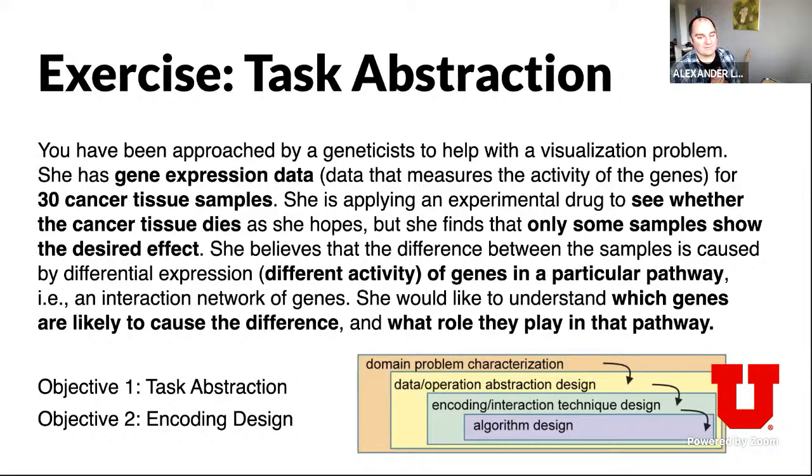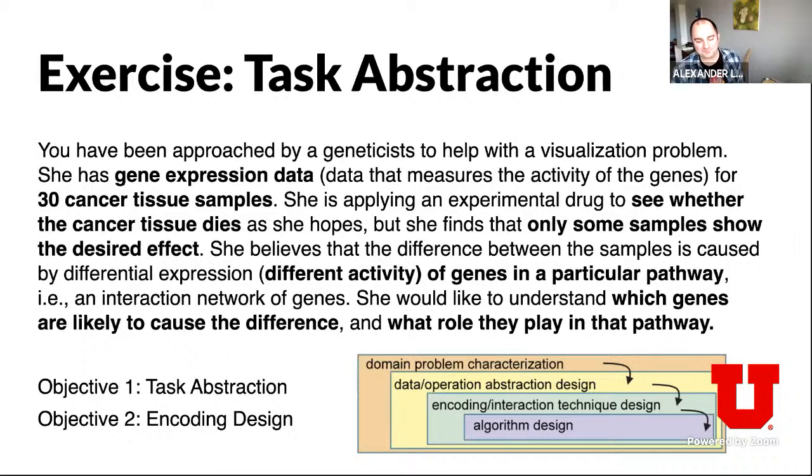You've been approached by a geneticist to help with a visualization problem. She has gene expression data, which is data that measures the activity of genes for 30 cancer tissue samples. She's applying an experimental drug to see whether the cancer tissue dies as she hopes, but she finds that only some samples show the desired effect. She believes that the differences between the samples are caused by differential expression, differential activity of genes in a particular pathway, for example, an interaction network of genes. And she would like to understand which genes are likely to cause the difference and what role they play in that pathway.